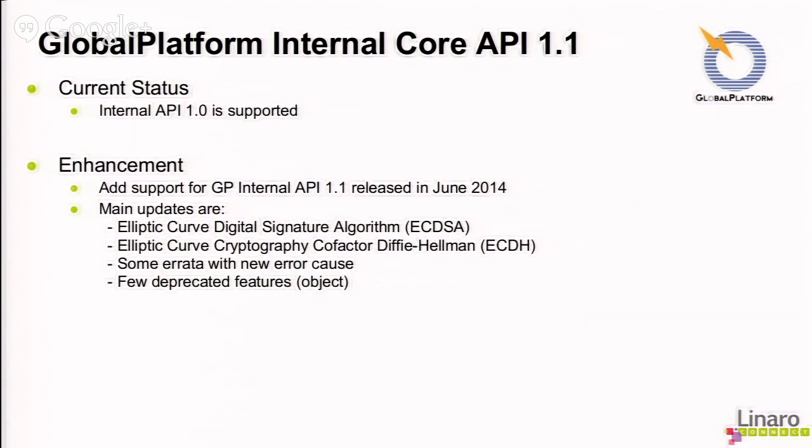Then another thing that we are trying to follow is what is happening in Global Platform, and they released an updated version of what's called the internal API this summer. Mainly, it's about adding elliptic curve cryptography, and they have been removing features regarding objects a couple of times, and regarding time, they have some more requirements that you should support. There's a slide about that later also.